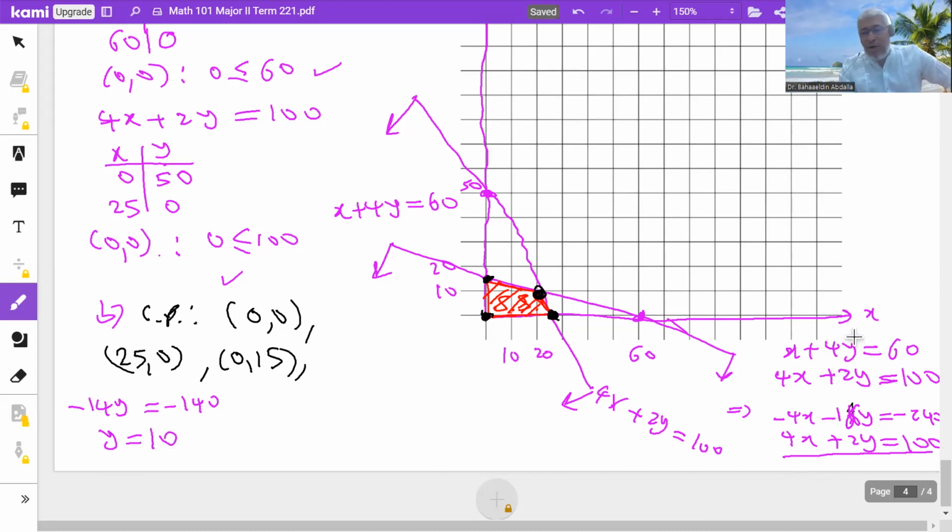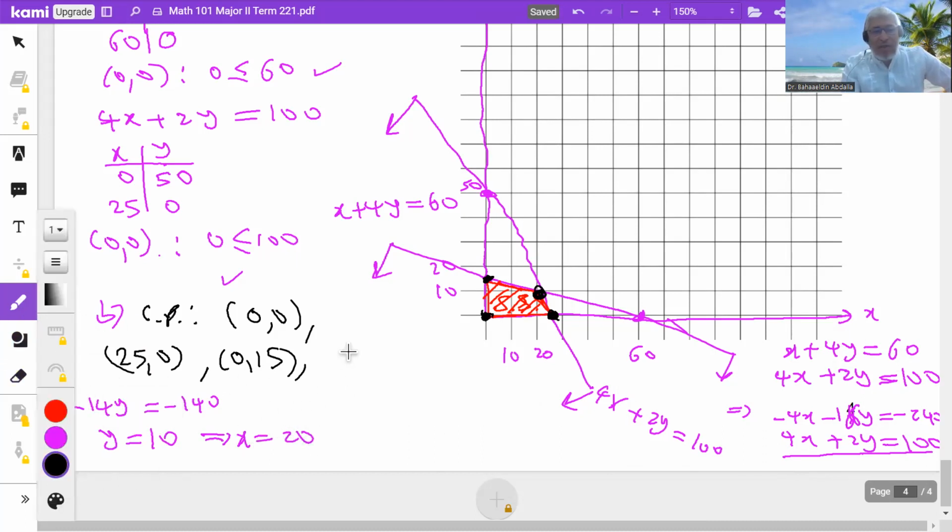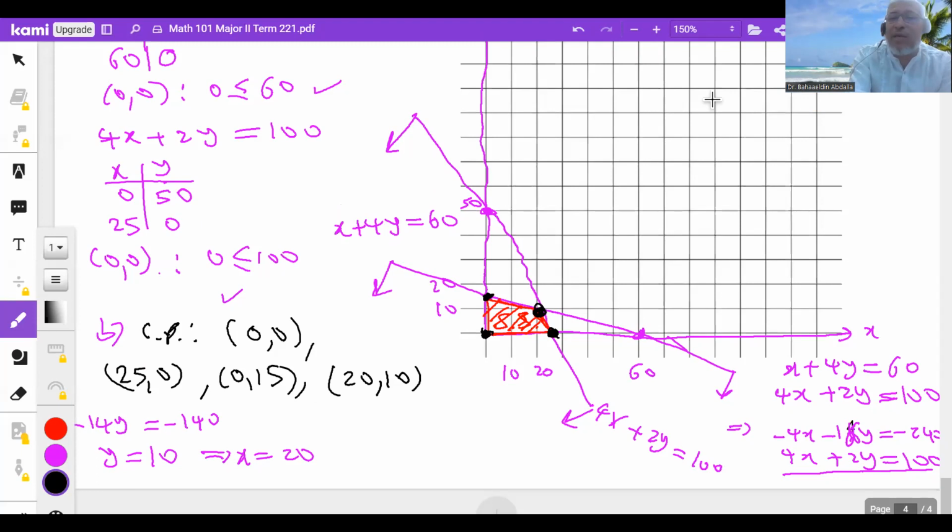Put the value of y here in the first equation, so this would be 40. x would be 60 minus 40, so x is 20, or just use the calculator. So this is the proof that the last corner point is x equals 20 and y equals 10. So it should be this point, (20, 10). That's the answer of the last question. I hope you enjoyed solving this exam with me.